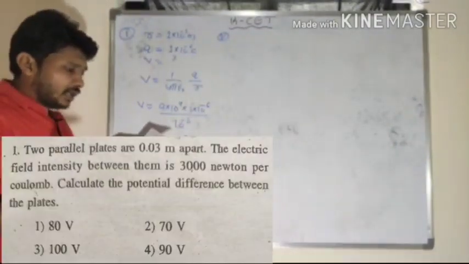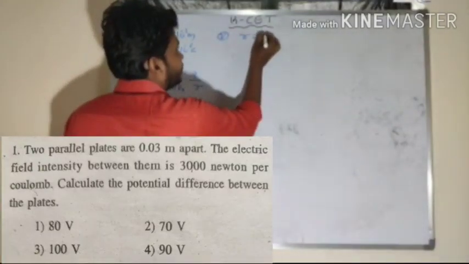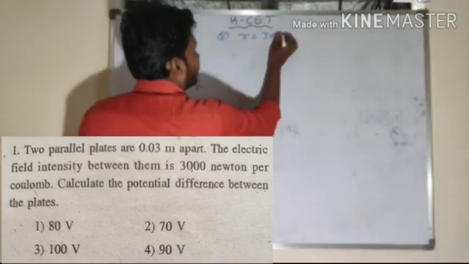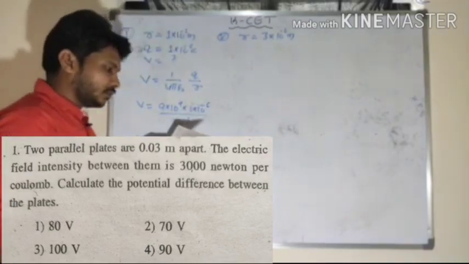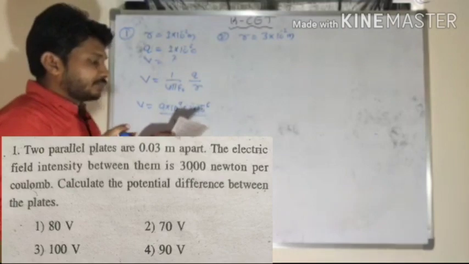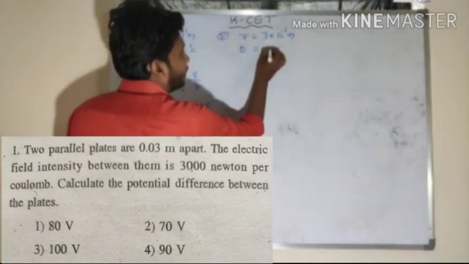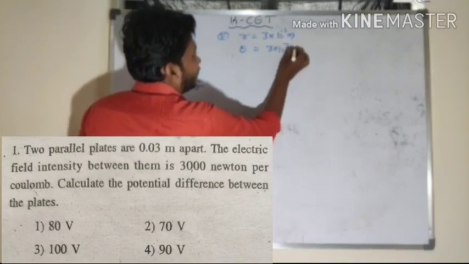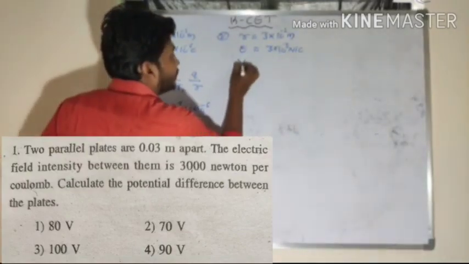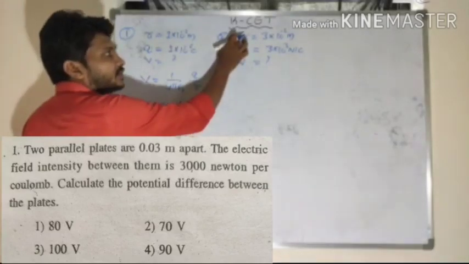Next one. Two parallel plates are 0.03 meter apart. So what is the separation between these two plates? 0.03 meter or 3 into 10 to the power of minus 2 meter. Field intensity between them is 3 into 10 to the power of 3 Newton per Coulomb. Find the potential difference between the plates. So which thing do I need to determine here? Potential difference. E value and r value are given.